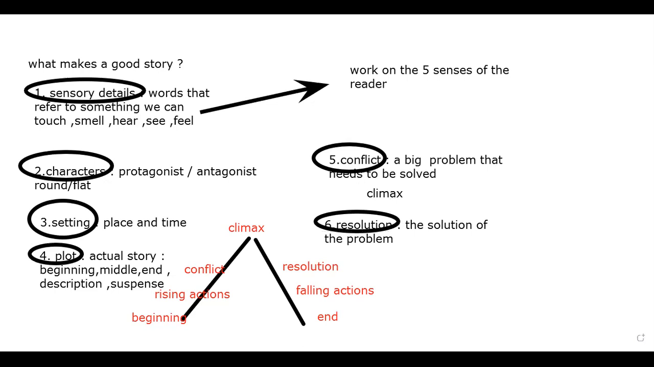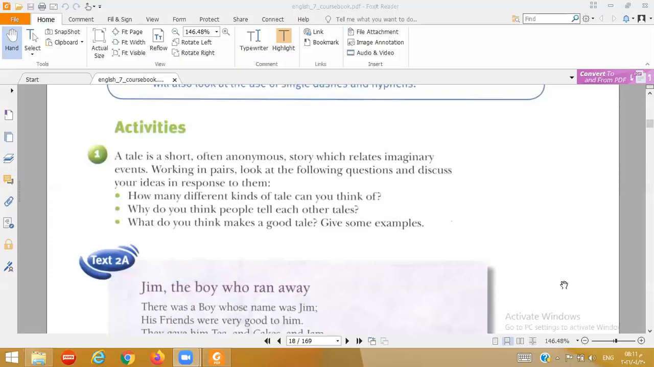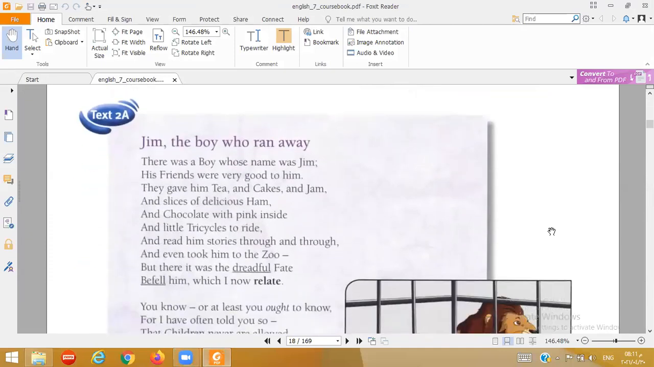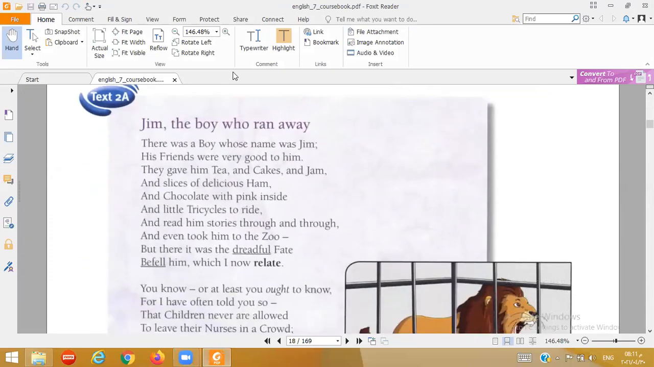Let's go and see an example. A story. We're going to read it, and then we're going to extract these elements or highlight these elements. That story is called Jim, the Boy Who Ran Away. So here we have a title.